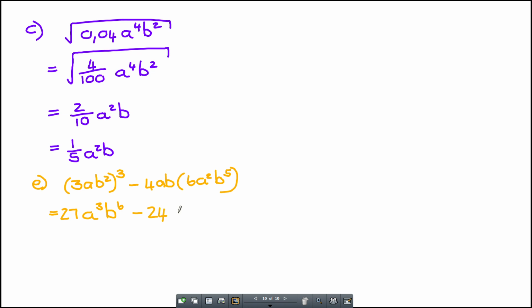A times a squared gives me a to the power 3. B times b to the power 5 gives me b to the power of 6. And now you will see that they are like terms. They both have a to the power 3, b to the power of 6. So 27 minus 24 will give me 3, a to the power 3, b to the power of 6. Any questions? Okay. Can I skip? Yeah.